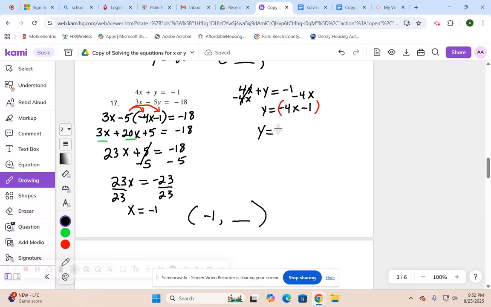Y equals negative 4 times negative 1 minus 1. Y equals 4 minus 1, so y equals 3. So then our y value is 3. But we always want to check, right? So let's check.